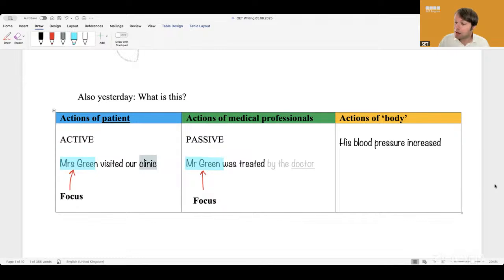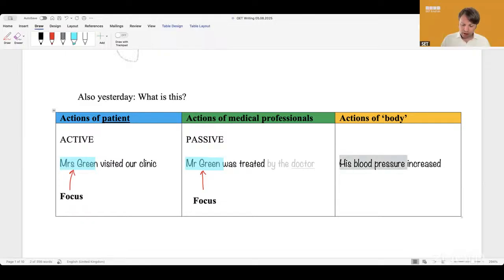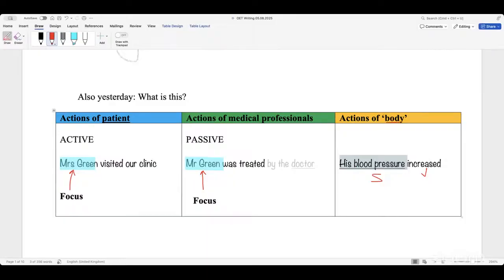Ina, any ideas on this one? If I say his blood pressure, you were not here yesterday. Aishat, if I say his blood pressure, Anastasia, hello. Right? In this sentence, this is the subject, right? Here's the subject and here is the verb. Who is doing this action, guys? Who is doing this action? It is not clear.